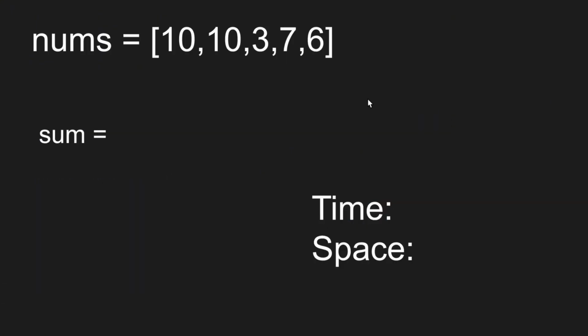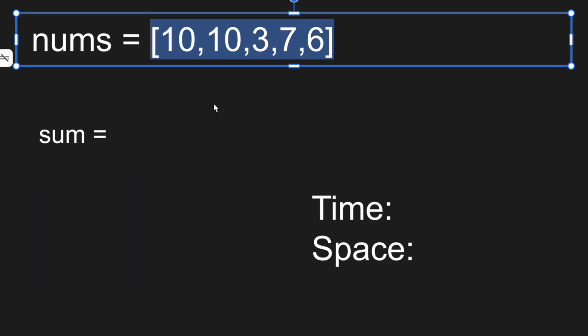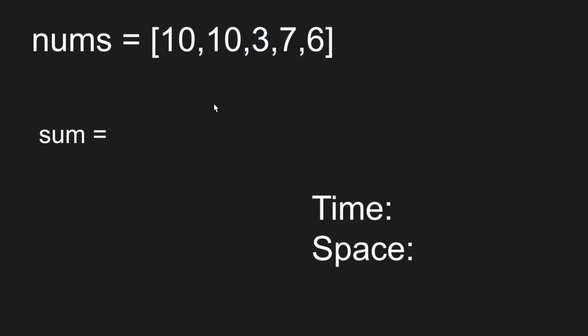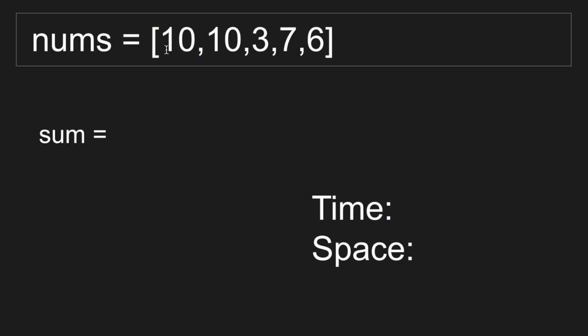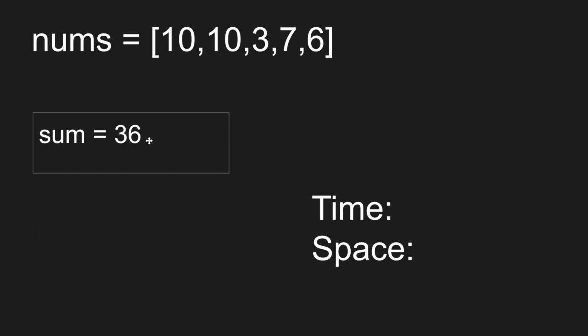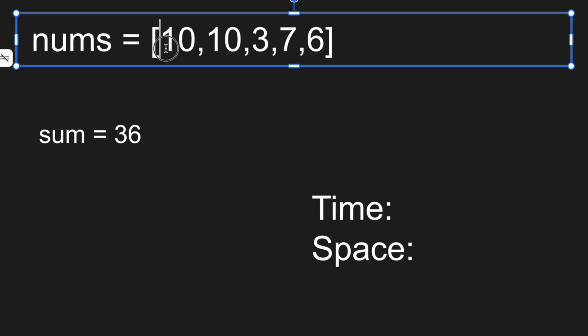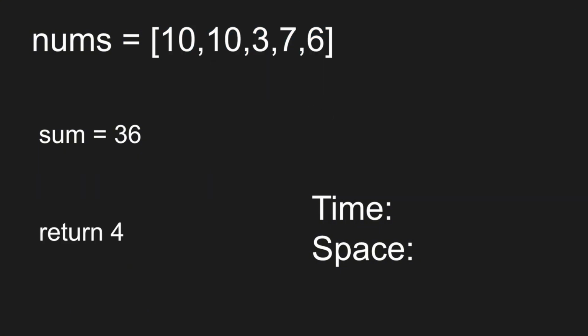So what we can do is look at the sum, and if the sum is even, then we'll return the length of nums minus 1, and if it is odd, then we'll just return 0 right away. So let's go through this example. First we calculate the sum. 10 plus 10 is 20, plus 3 is 23, plus 7 is 30, plus 6 is 36. So the sum is 36, and since 36 is even, we will return the length of nums minus 1, which is 4, so we return 4.